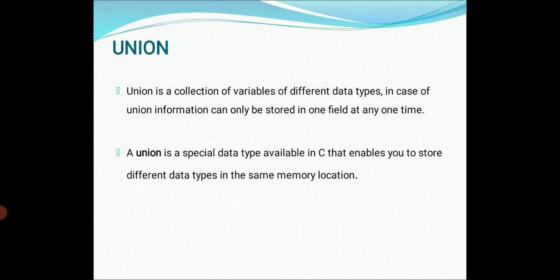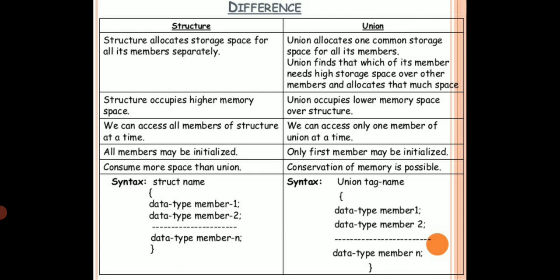So as we know the structure and the union, what are the differences between them? Here are some points regarding the differences. The first point: a structure allocates separate storage space for all its members, but a union allocates only one common storage space for all its members. This is one of the important differences between the structure and the union.